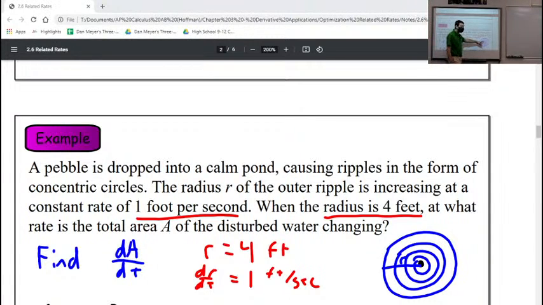There's my pebble. Okay, and then here's the ripples coming out of the pond. And it says, at what rate is the total area of the water changing? So we're finding dA/dt, the rate of the area over time. We are told we're looking at the time that the radius is 4 feet, and that the radius is increasing at a constant rate of 1 foot per second. So that's dr/dt, the rate of change for the radius.